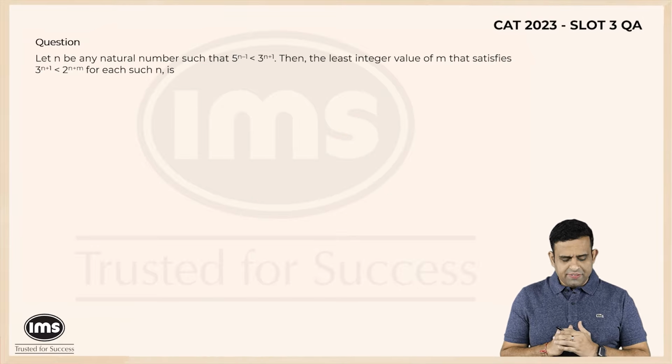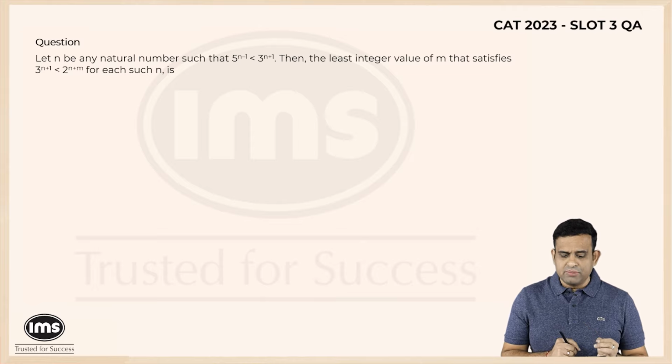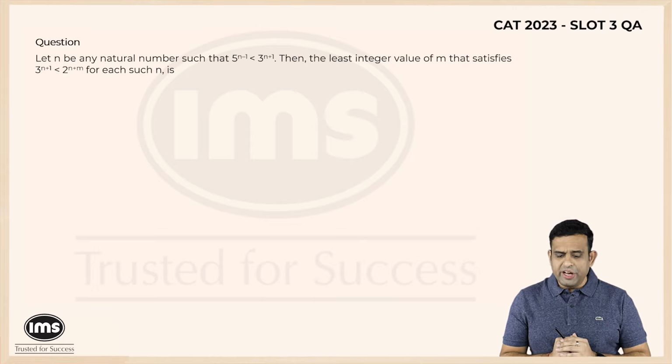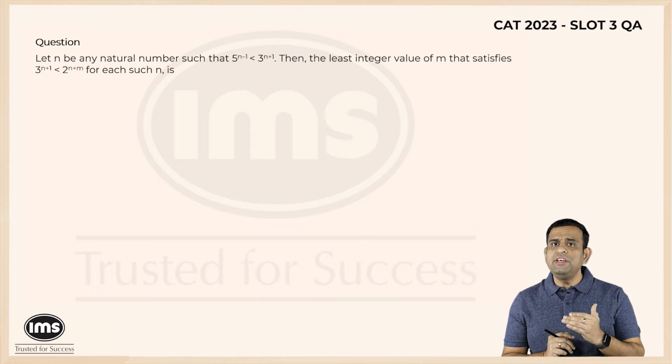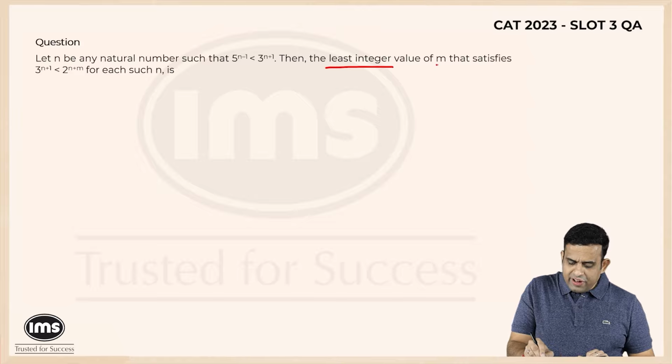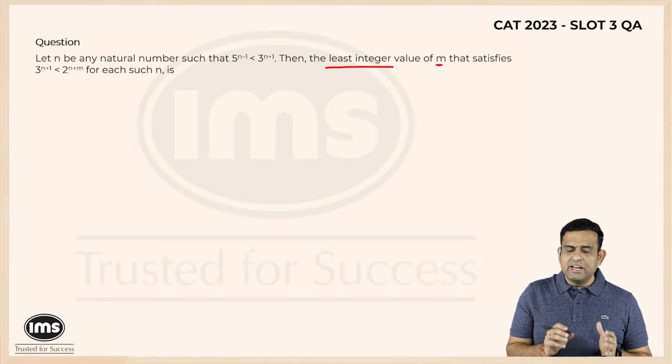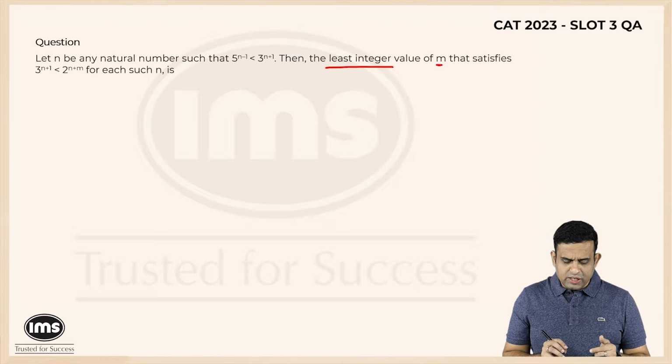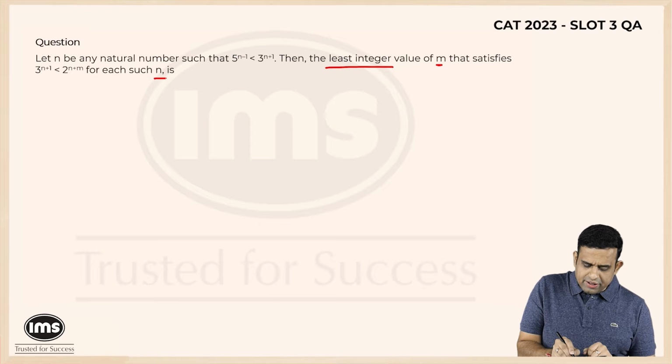In the next sum, it is given that let n be any natural number such that 5 raised to n minus 1 is less than 3 power n plus 1. Then the least integer value of m that satisfies the condition 3 power n plus 1 is less than 2 power n plus m for each n.